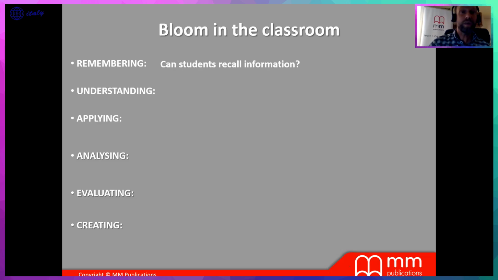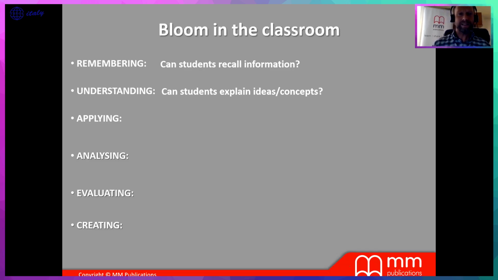So we go through the lower levels first, remembering and understanding. Remembering and understanding is all about having read the text and being able to recall the information. It reminds me to a great extent of those lower level reading comprehension activities where we ask students to read the text and answer the questions as they extract the information required from the text in order to respond.